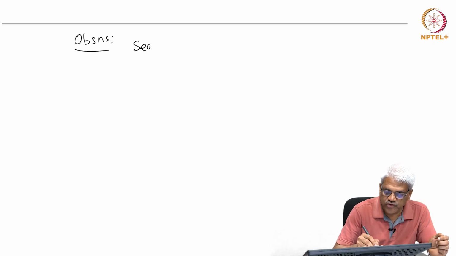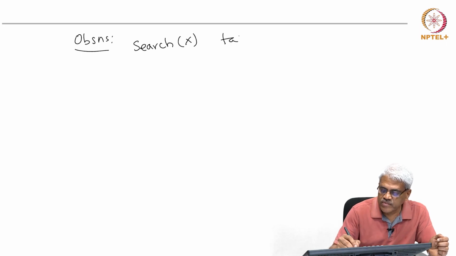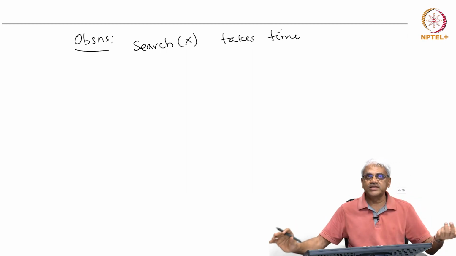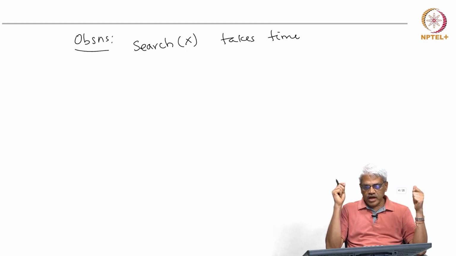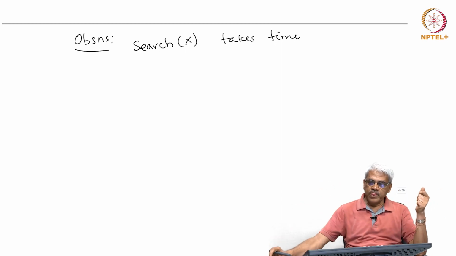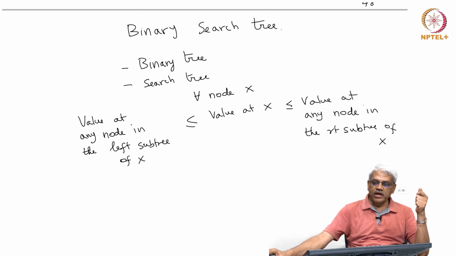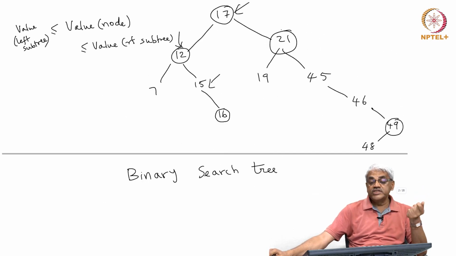If I want to search for a node x, search for a value x, how much time does it take, and what is the algorithm? Well, the algorithm is simple. It's a tree, so you can always access it only through the root. Compare your x with the root, and if it's equal, then you found it.